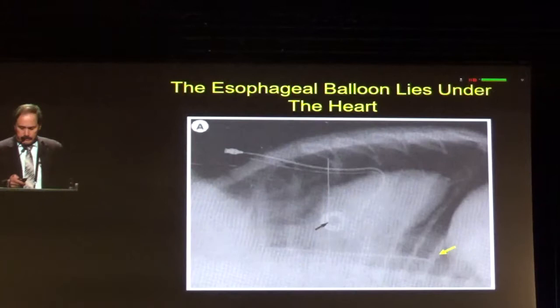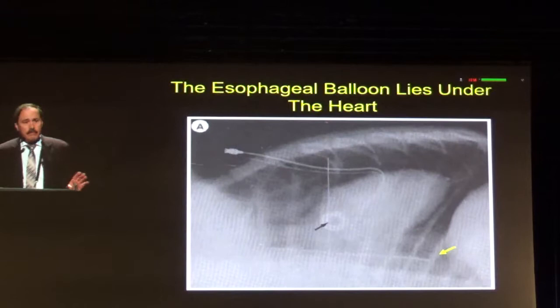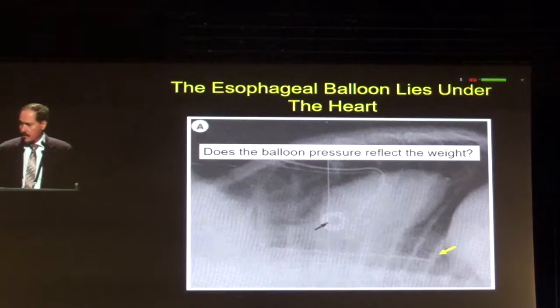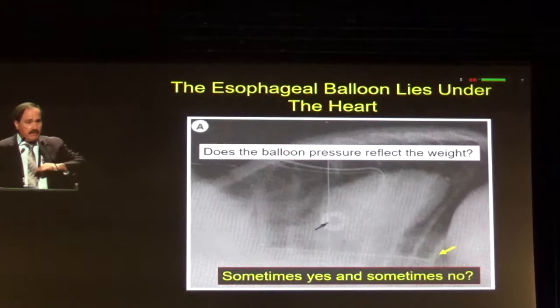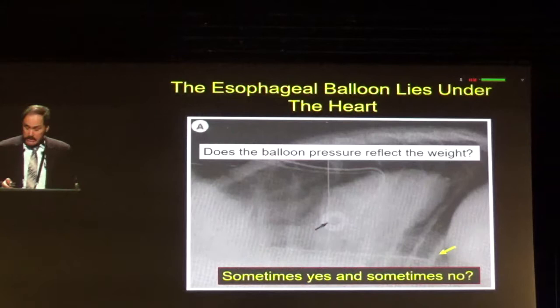So the esophageal balloon lies under the heart, but it probably records a pressure that is more relevant to the pleural space. Does the balloon pressure reflect the weight of the heart? Sometimes yes and sometimes no, depending on the exact position of the esophageal balloon catheter. If you withdraw it underneath the heart and the heart is big and the diaphragm is high, well, maybe there is a mediastinal artifact. But in most other cases, there is not.